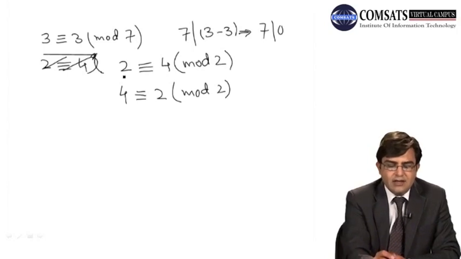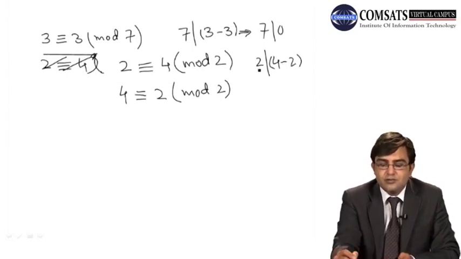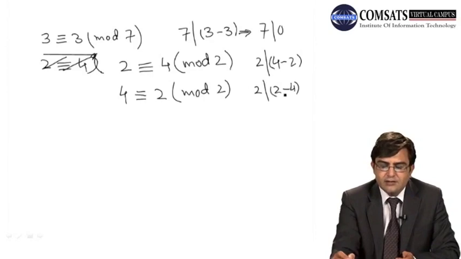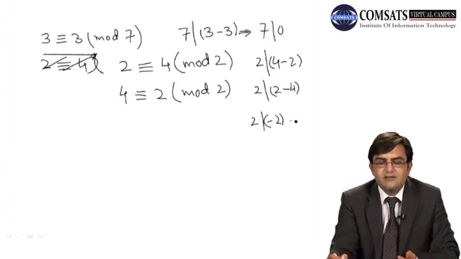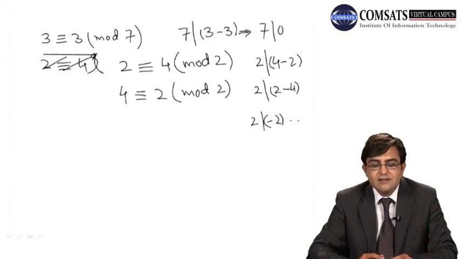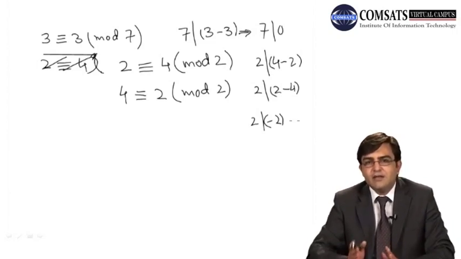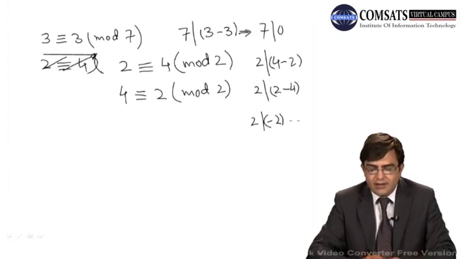Here n is 2, a is 2, b is 4. So in this case 2 divides 4 minus 2. 4 minus 2 is 2, so 2 divides 2. In this case 2 divides 2 minus 4. Here 2 minus 4 is minus 2. So 2 also divides minus 2, which gives us minus 1. So we can say here that mod congruence is always symmetric. Symmetric means if a is congruent to b mod n, then b is always congruent to a mod n.